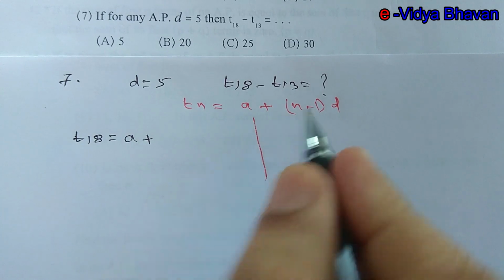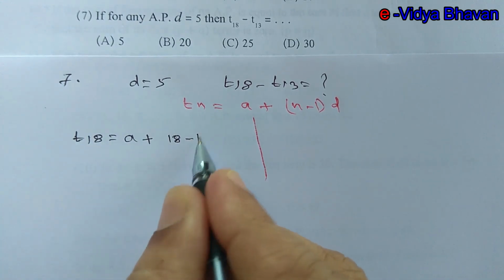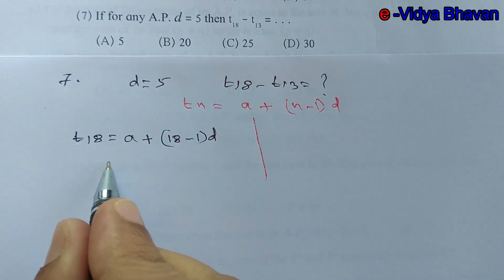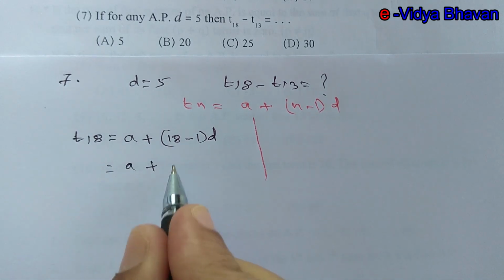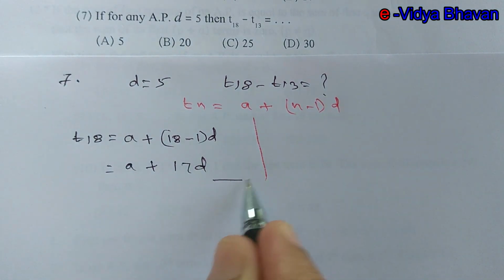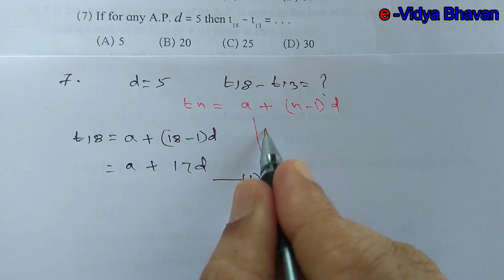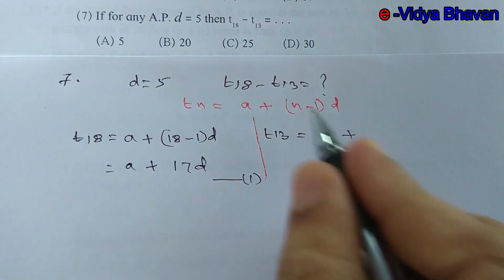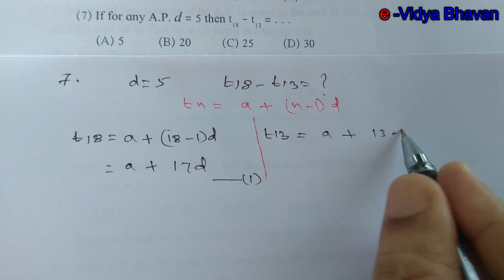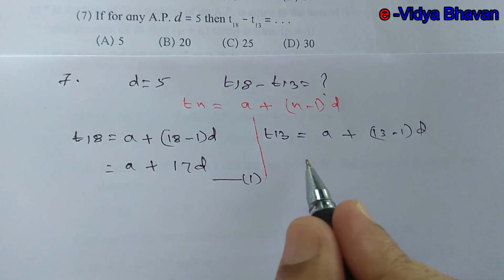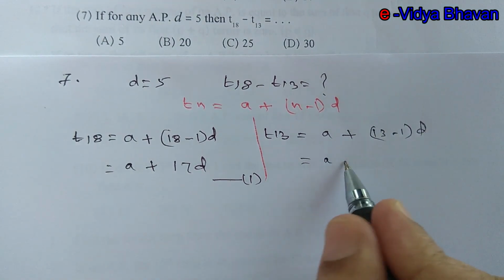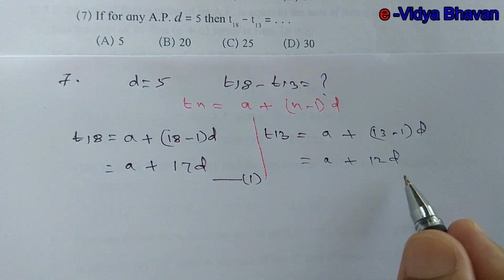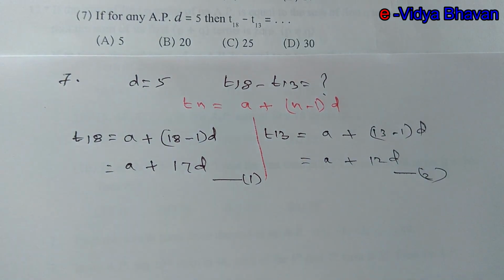T18 is A plus 18 minus 1 into D, equal to A plus 17D. This is the first equation. Again, T13 is A plus 13 minus 1, that is A plus 12D, and this will be your second part.